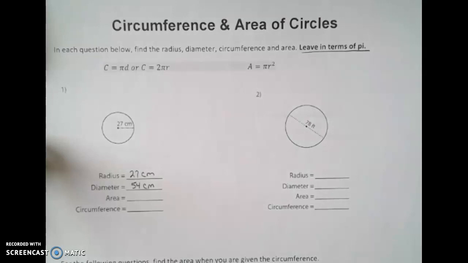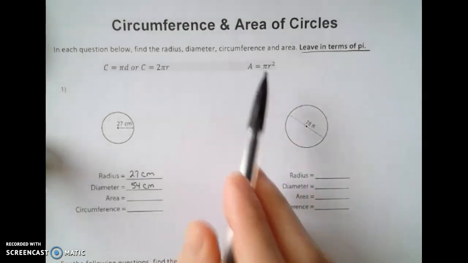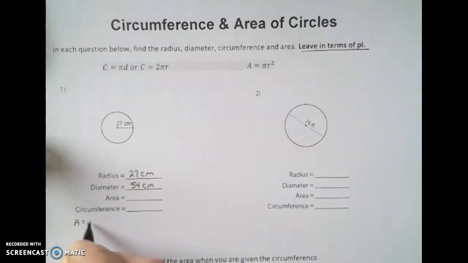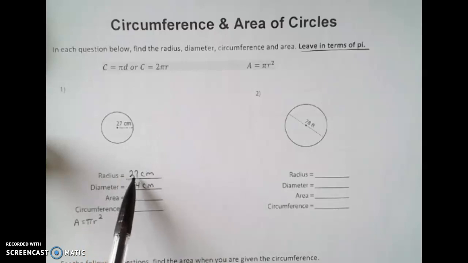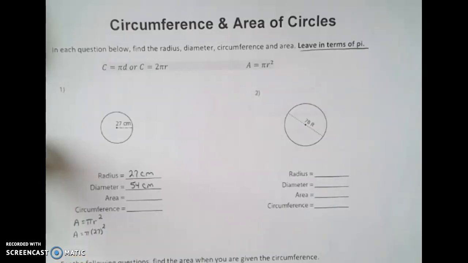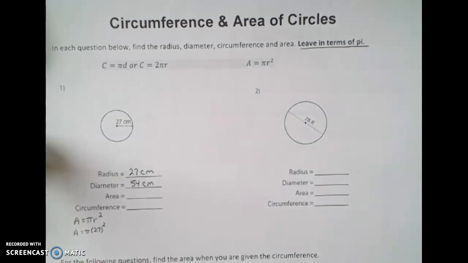Now we're going to calculate the area and the circumference. Let's start with the area. Again, the area formula is A equals pi r squared. So we need to know the radius, and we saw that it was 27 centimeters. We substitute that value in: A equals pi times 27 squared. Use your order of operations. We have to solve 27 squared first. The exponent goes first. 27 times 27 gives you A equals 729 pi. 27 squared was 729, times pi.